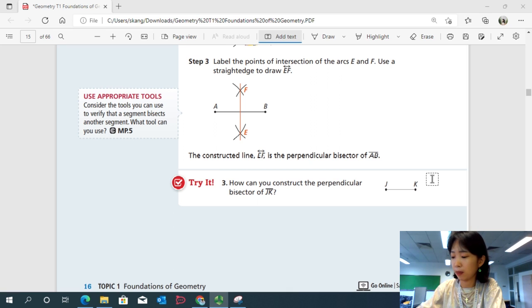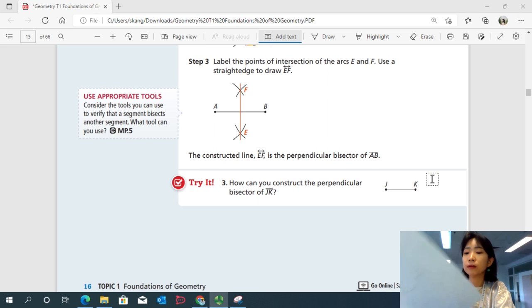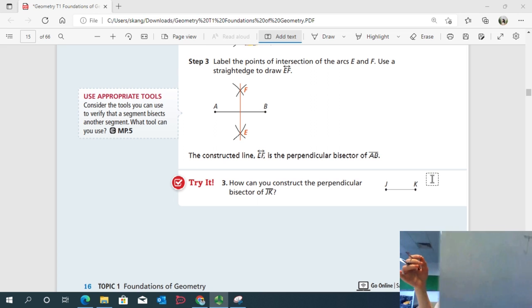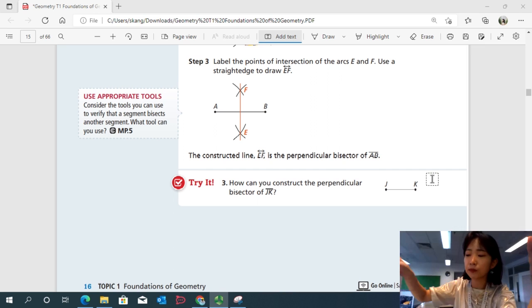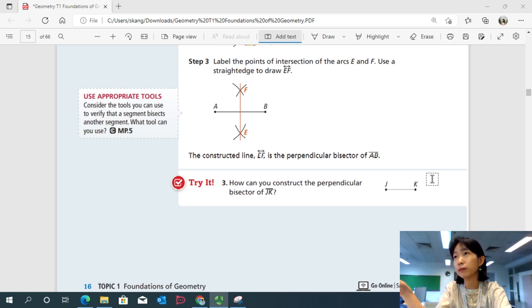Are you ready? Okay, so if you have a segment JK labeled, you're going to use your compass to draw two arcs. And remember, your setting has to be greater than half the length of your segment. So draw two arcs above and below. From J and K, it needs to be the same setting. Okay?